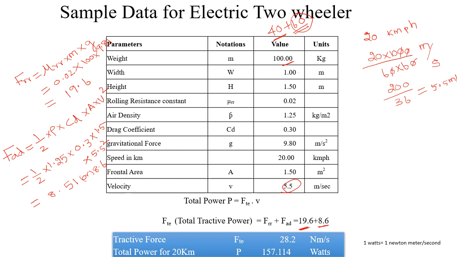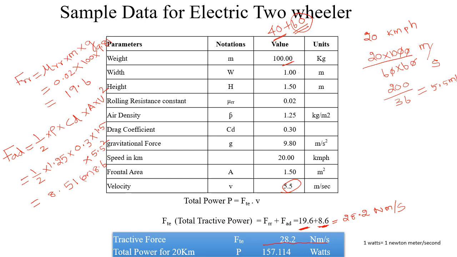So the rolling resistance force is 19.6, the aerodynamic drag force is 8.6. If you add them, you will get 28.2 Newton. That is the total tractive force, which is captured here.